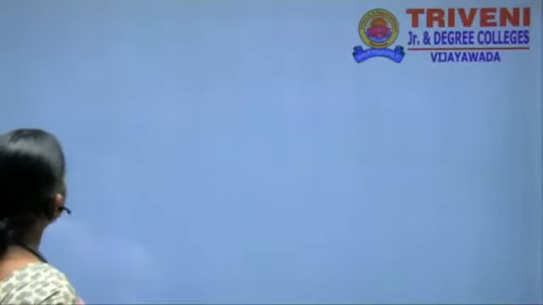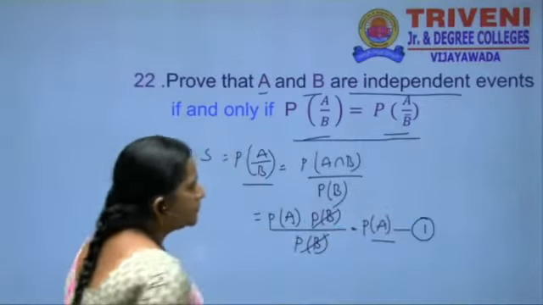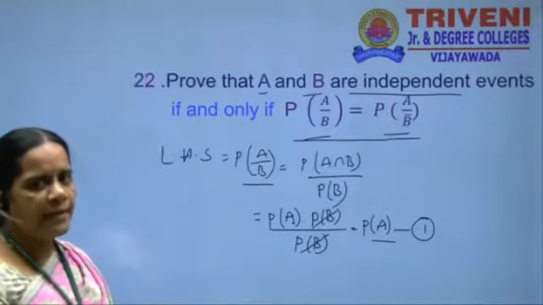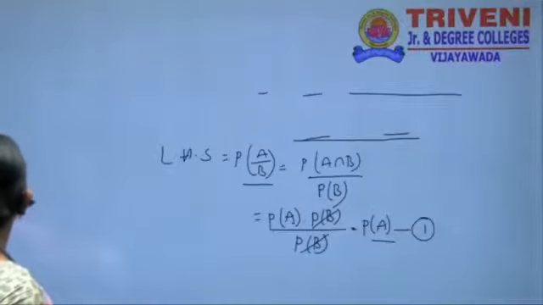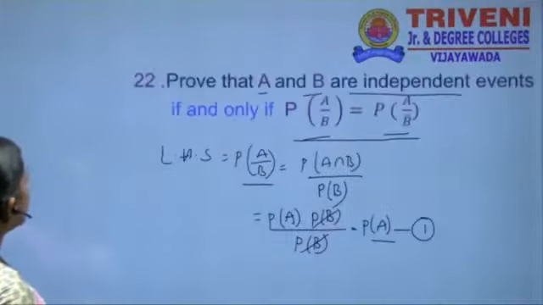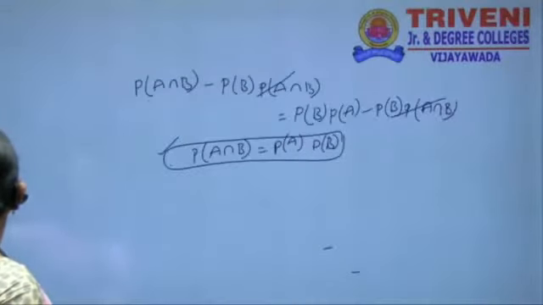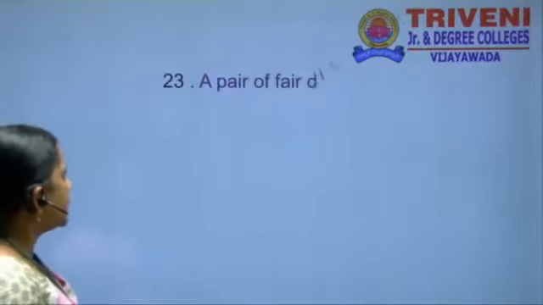Here we have to prove that first these two are equal. In this case, first we take A and B as independent events. In the second case, we have to prove A and B are independent events. Okay, and then we are going to the next problem.